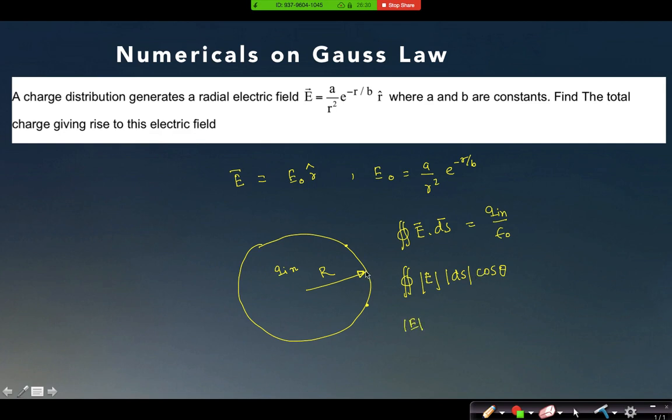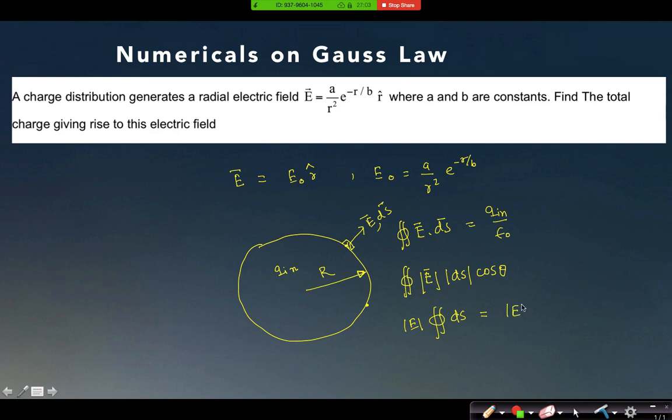Cos theta, can you tell me what is cos theta at every point on the surface? 1. Cos theta means the angle between the electric field vector and the ds vector. This is the electric field vector and this is also the ds vector, right? So as cos theta is 1, what is left inside the integration? ds. And what is the integration of ds for this spherical surface? 4 pi r square.